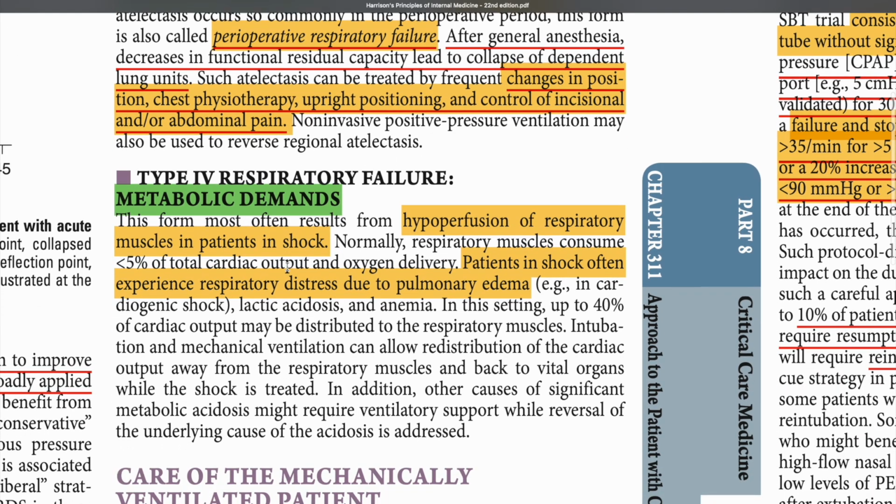And type 4 is shock related, like metabolic demands. This form of respiratory failure most often results from hypoperfusion of respiratory muscles in patients in shock. So type 4 is basically shock related, occurs with circulatory collapse, and respiratory muscles tire due to hypoperfusion.